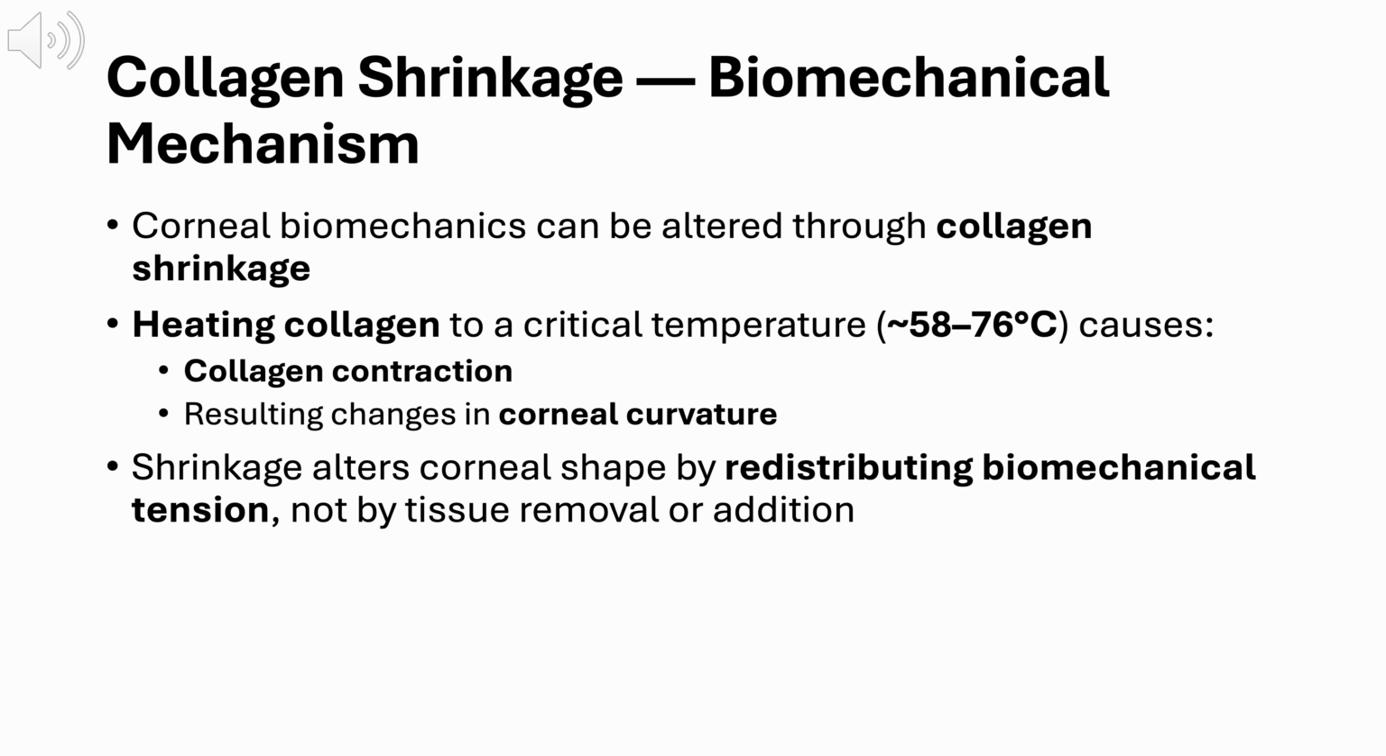Importantly, nothing is being added to the cornea, and nothing is being removed. Instead, collagen shrinkage reshapes the cornea by redistributing biomechanical tension within the tissue. The cornea responds to this new tension pattern by altering its overall shape. This distinction matters because it explains both the refractive effect and the potential instability seen with procedures that rely on collagen shrinkage rather than permanent structural remodeling.